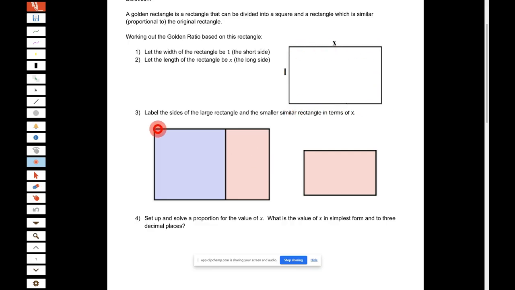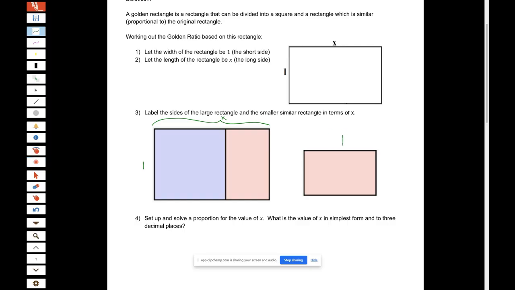So I have a picture here with the big rectangle broken into the square and the similar rectangle, and then a rectangle that's just the pink one pulled out so that we can see the two similar rectangles next to each other. So this is going to be 1, and this whole side is going to be x. Since this side is 1, that means so is this one and so is this one, because opposite sides of a rectangle are equal. And since it's turned sideways here, that's going to be 1.